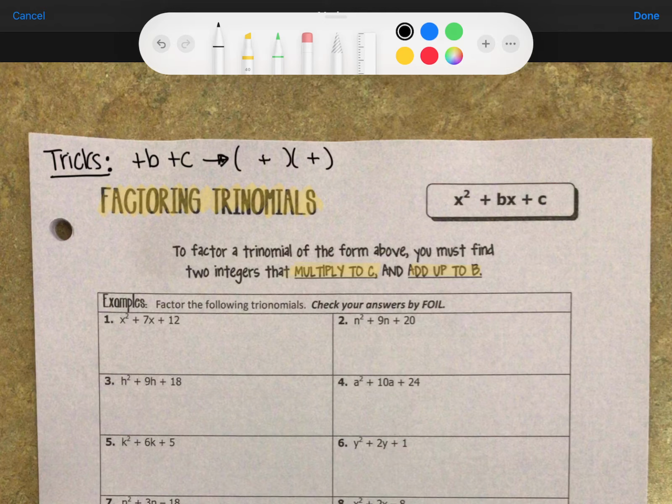That one's pretty simple. If you have a negative c, I don't care what my b value is, whether it's positive or negative, it doesn't matter. If your c value is negative, this is going to make a plus negative or a negative plus. The order of your plus and minus doesn't matter, but it does need to go with the sign of the bigger number. We'll talk about that when we see those problems. The last type of problem happens when my c value is positive but my b is negative. This is going to give me a minus minus in my problem.